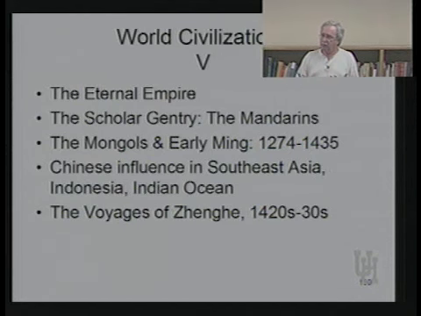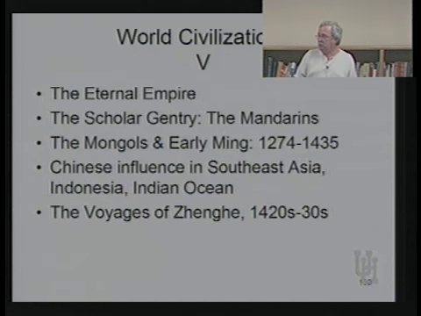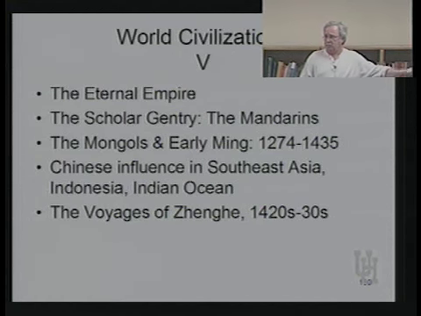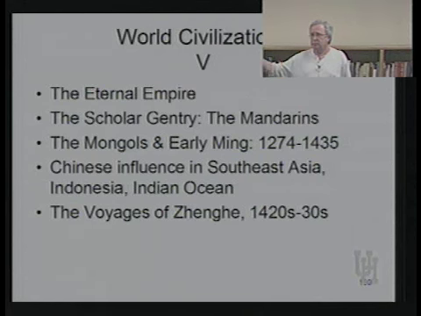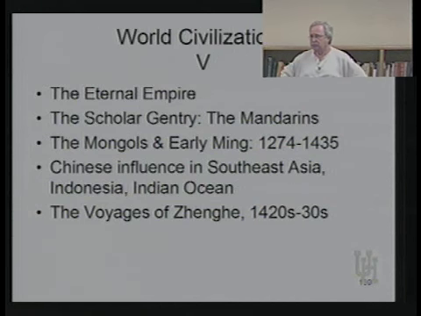At the time of the early Ming Empire, the 13th century, 14th century, China's influence stretched into Southeast Asia, Indonesia, the Indian Ocean. It was a vast trading network that China had influence over. And in the 1420s and 30s, a Chinese admiral named Zheng He sailed across the Western Pacific, down through the islands of the Indonesian archipelago, into the Indian Ocean, all the way to Africa, using hundreds of vessels, thousands of sailors.